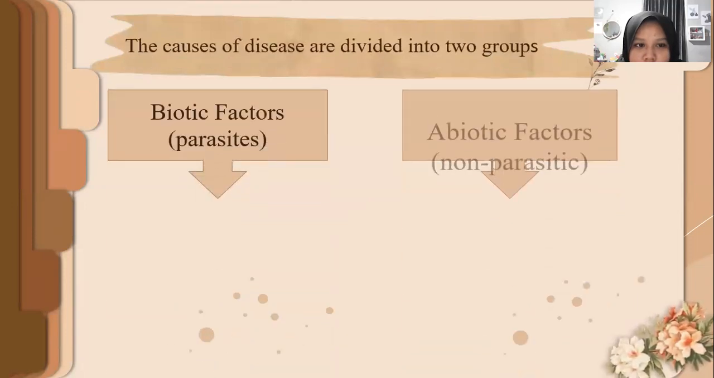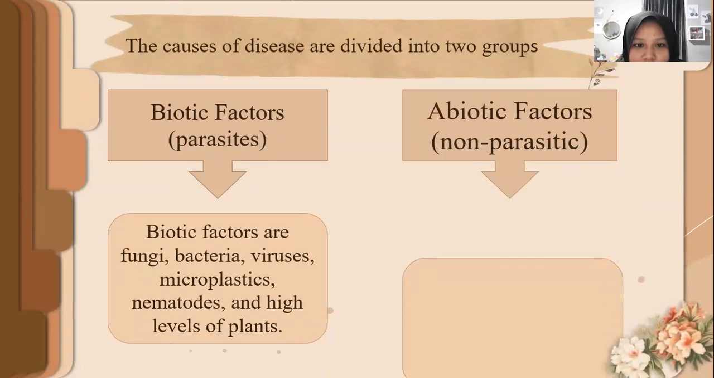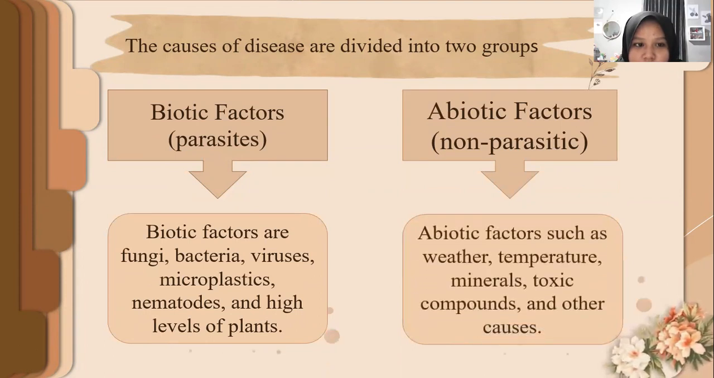The causes of disease are divided into two groups. The first, biotic factors or parasites. Biotic factors are fungi, bacteria, viruses, mycoplasma, nematodes, and higher-level plants. The second, abiotic factors or non-parasitic. Abiotic factors such as weather, temperature, minerals, toxic compounds, and other causes.